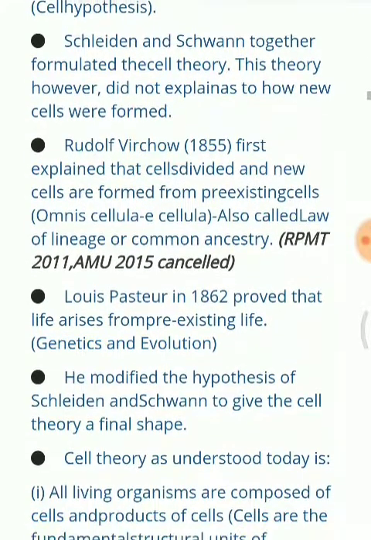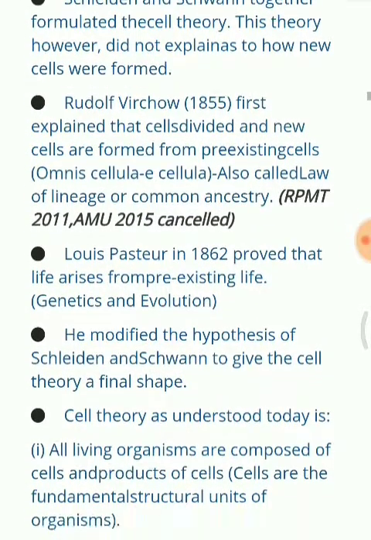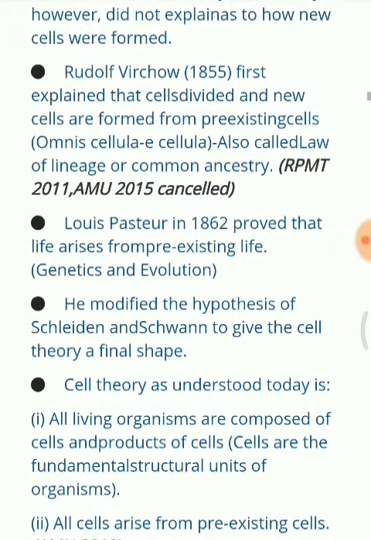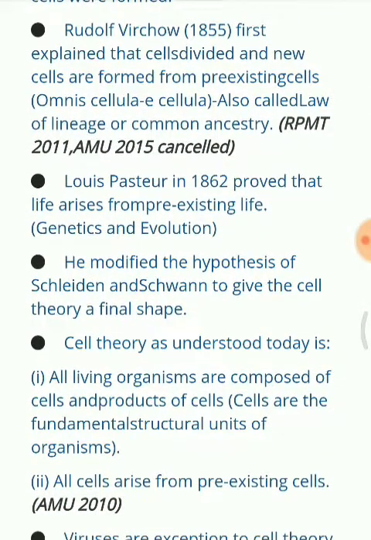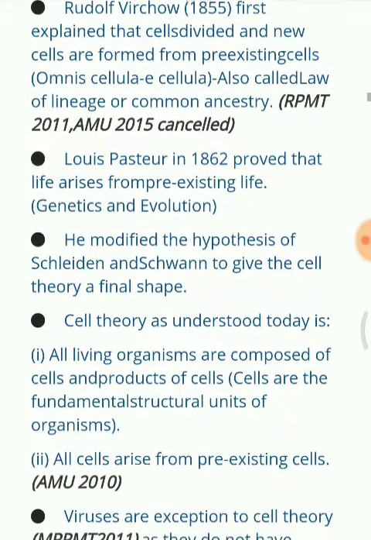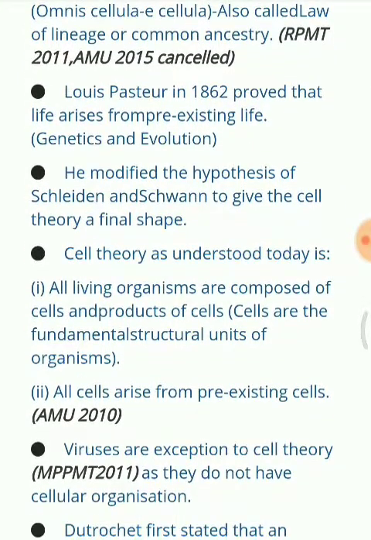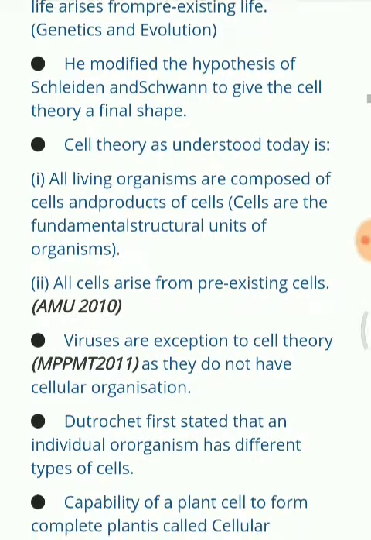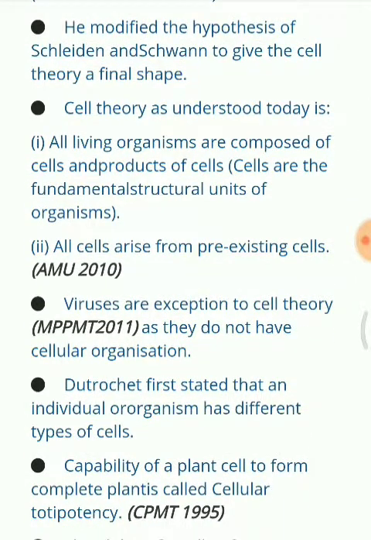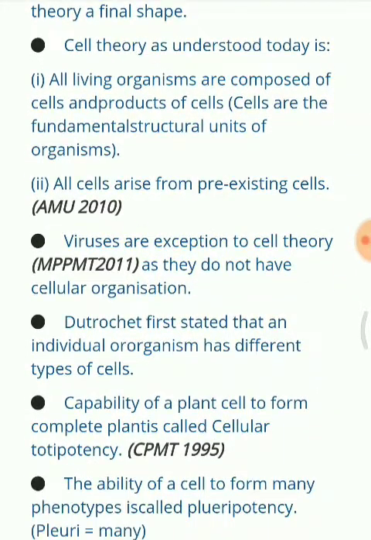Louis Pasteur in 1862 proved that life arises from pre-existing life. He modified the hypothesis of Schleiden and Schwann to give the final shape of the cell theory. Cell theory is understood today as: all living organisms are composed of cells and products of cells. Cells are the fundamental structural and functional units of organisms. All cells arise from pre-existing cells. Viruses are an exception to cell theory as they do not have cellular organization. Dutrochet first stated that an individual organism has different types of cells.